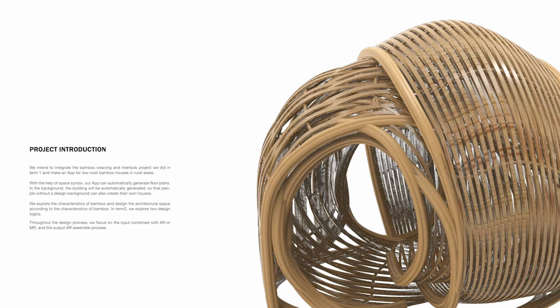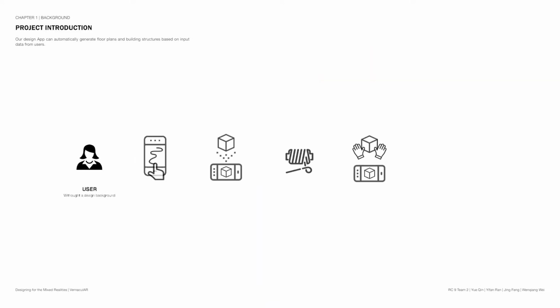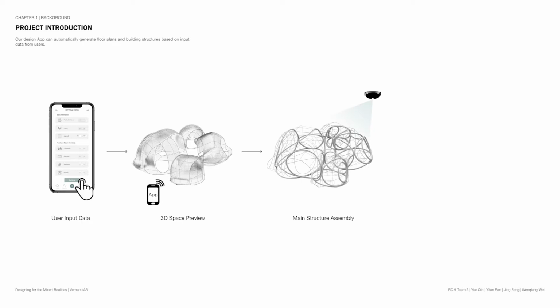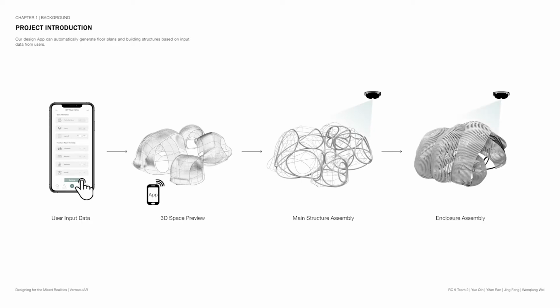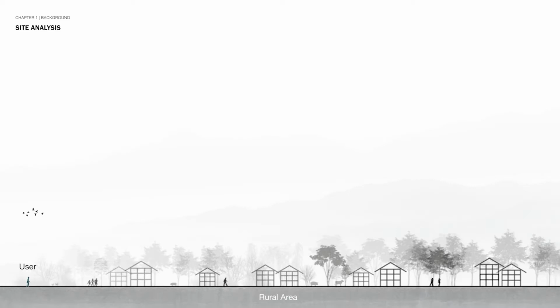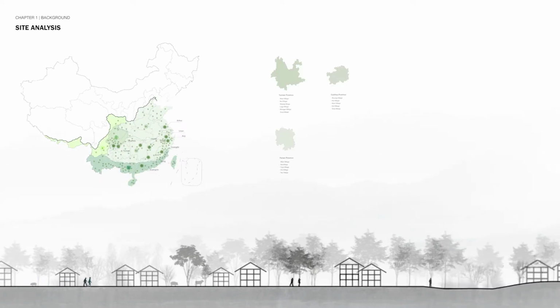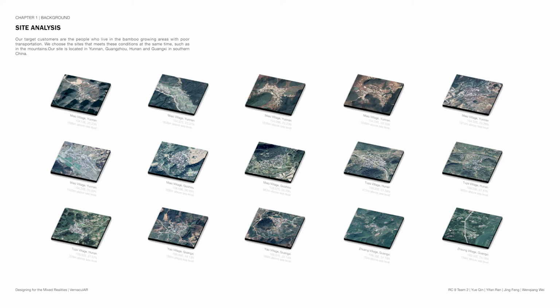Our project aims at integrating traditional bamboo material with augmented reality and making a house design app for low-cost houses in Chinese rural areas. The design app can automatically generate floor plans and building structures based on input data from users.